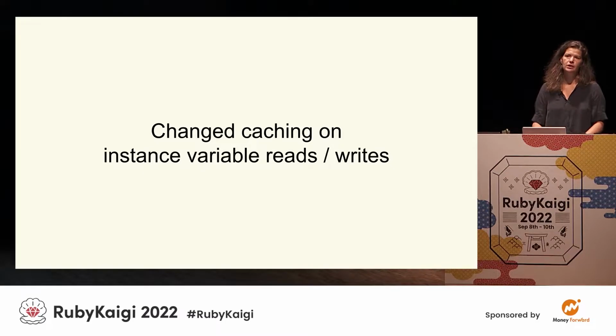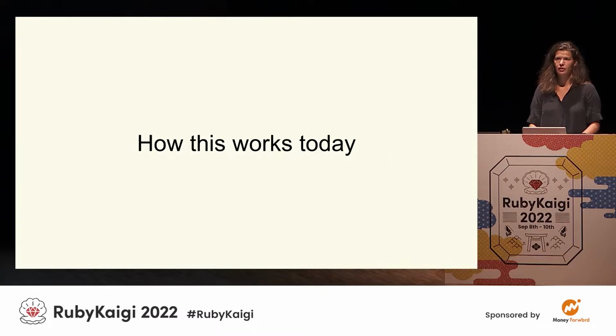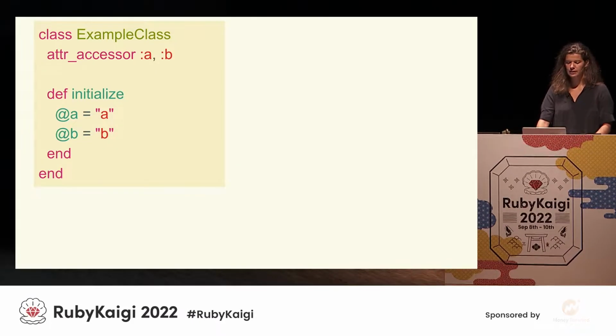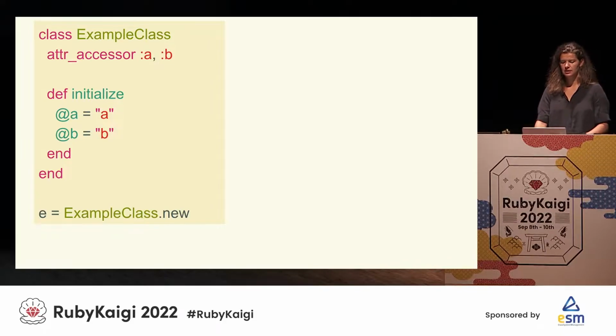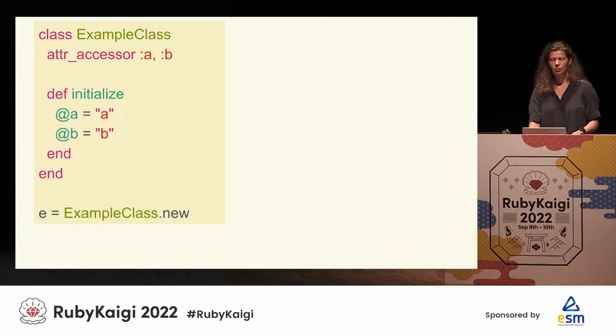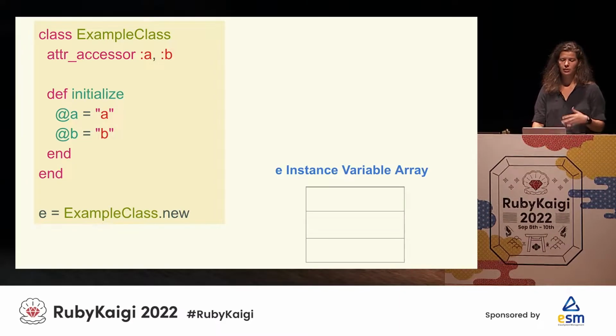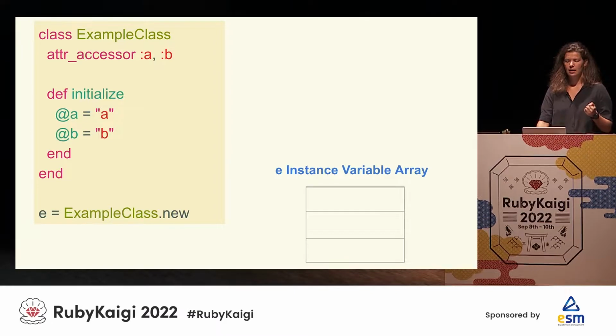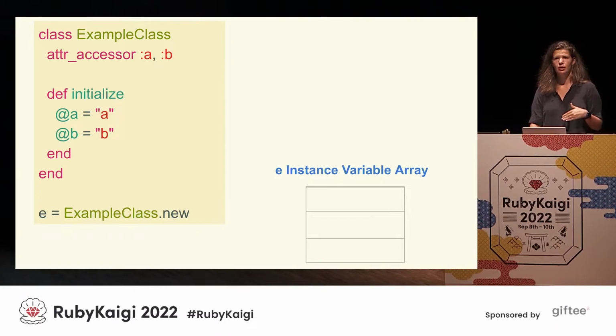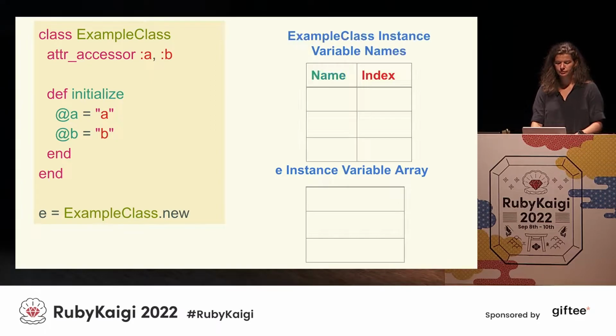But in order to go into the details of this change, we have to first talk about how it works today. So if we go back to our example class and create an instance of our example class, where are the instance variables actually being stored? Well, it turns out today, E has an instance variable array. And the values of each of E's instance variables are going to be stored in this array. But you might be asking, what index are we storing them at? How do we know that?